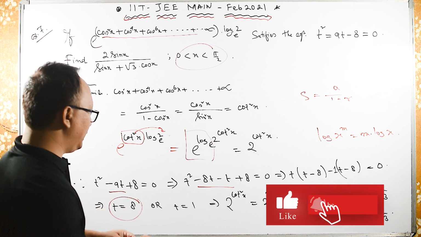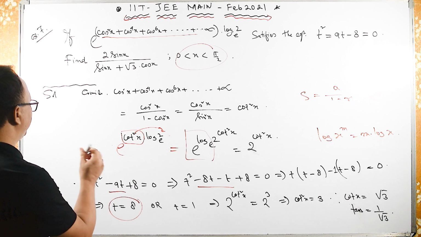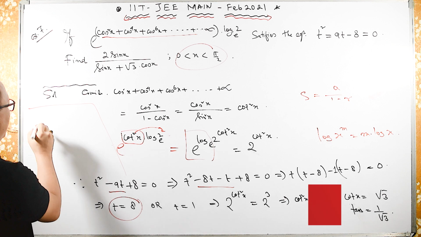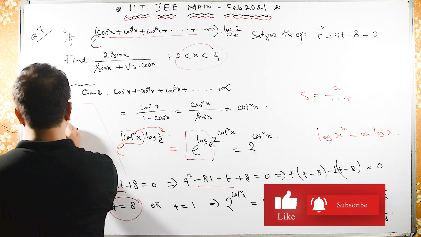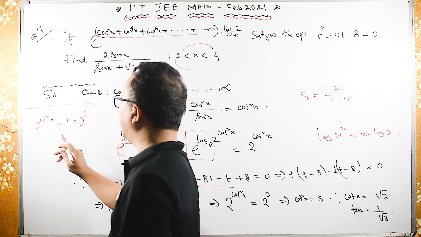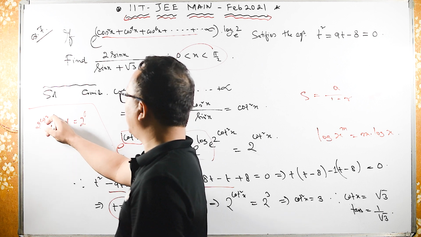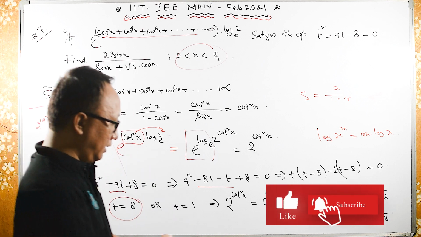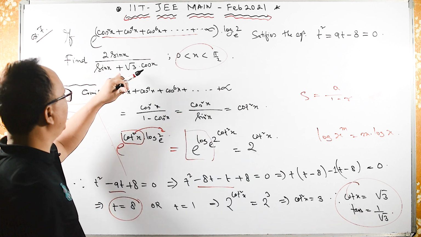What about t equals 1? When t equals 1, 2 raised to cot square x equals 1. 1 is the same as 2 raised to 0, so cot square x should equal 0. So it doesn't have any meaning. So now we have this value over here, and we need to find the required value.